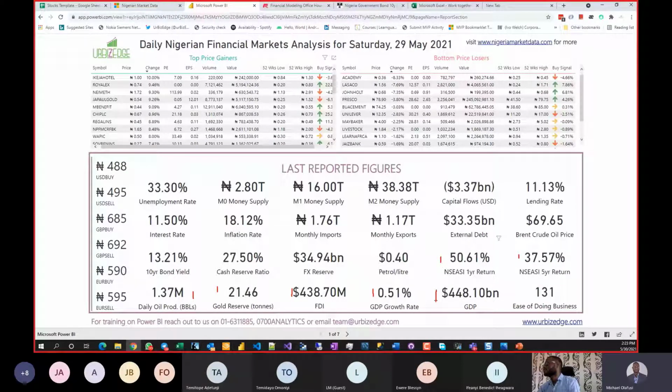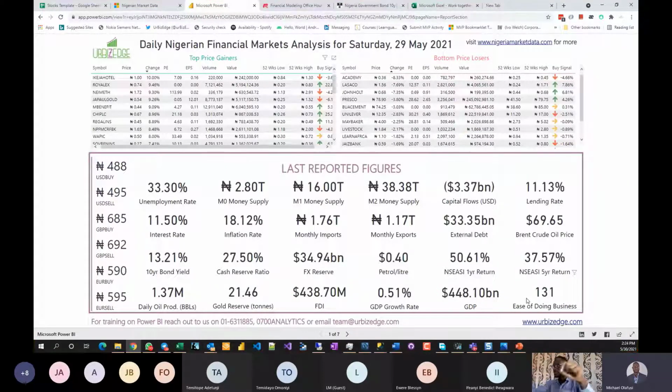Then this is our GDP in dollars. Our ease of doing business is really poor. So this is one screen to show you all those things that it's sometimes good to keep track of all at once. And I've shared the link with you. You can always access it for free. So I won't take too much time explaining the other page.